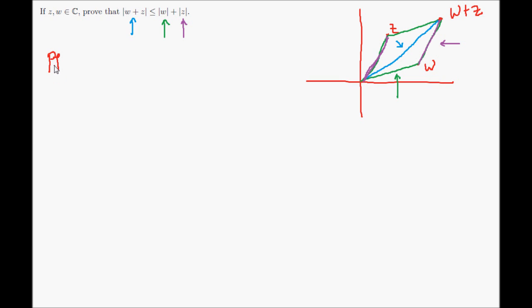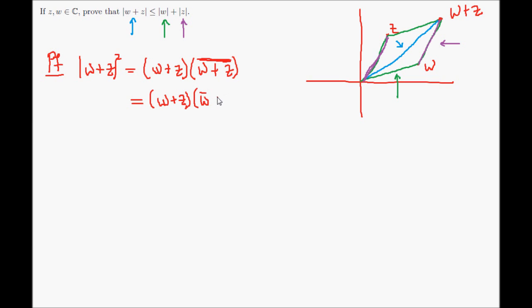Now, the proof of this depends very much on other properties about the arithmetic of complex numbers. So let's take a look first at the absolute value of w plus z quantity squared. We have previously proven that that is the same thing as w plus z times w plus z conjugate. We have also previously proven that w plus z, whole thing conjugate, is equal to w conjugate plus z conjugate.